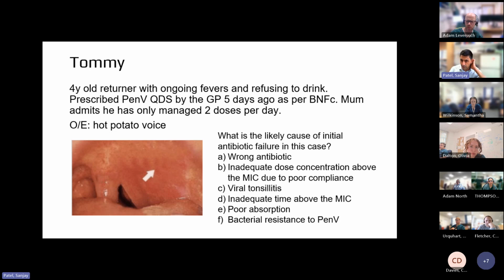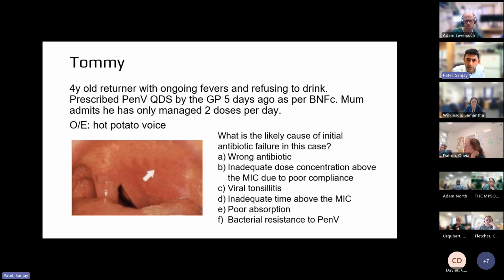So what do you think the likely cause of his initial antibiotic failure is? His initial failure, not maybe what he needs doing now, but do you think that we just gave him the wrong antibiotic, that we just didn't quite recognize what the likely bug causing a tonsillitis was, and penicillin V is not appropriate, or that we just didn't get enough time over the MIC? As we heard, this is a beta-lactam, and that's how the pharmacodynamics of beta-lactams work. Or whether actually this was viral and this is just normal, just reassure the parents.